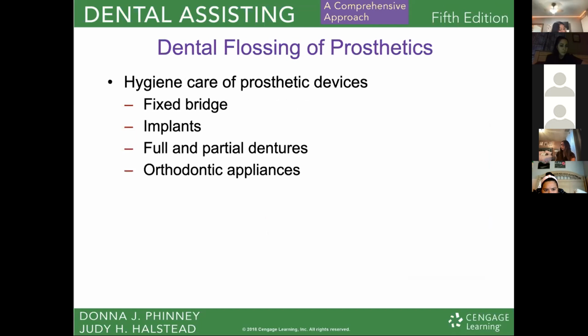So the dental assistant should have a knowledge of the various types of prosthetic devices in order to educate the patient on hygiene and techniques to that specific type of appliance. So these are things like fixed bridges, implants, full or partial dentures, and orthodontic appliances like brackets, wires, or retainers.